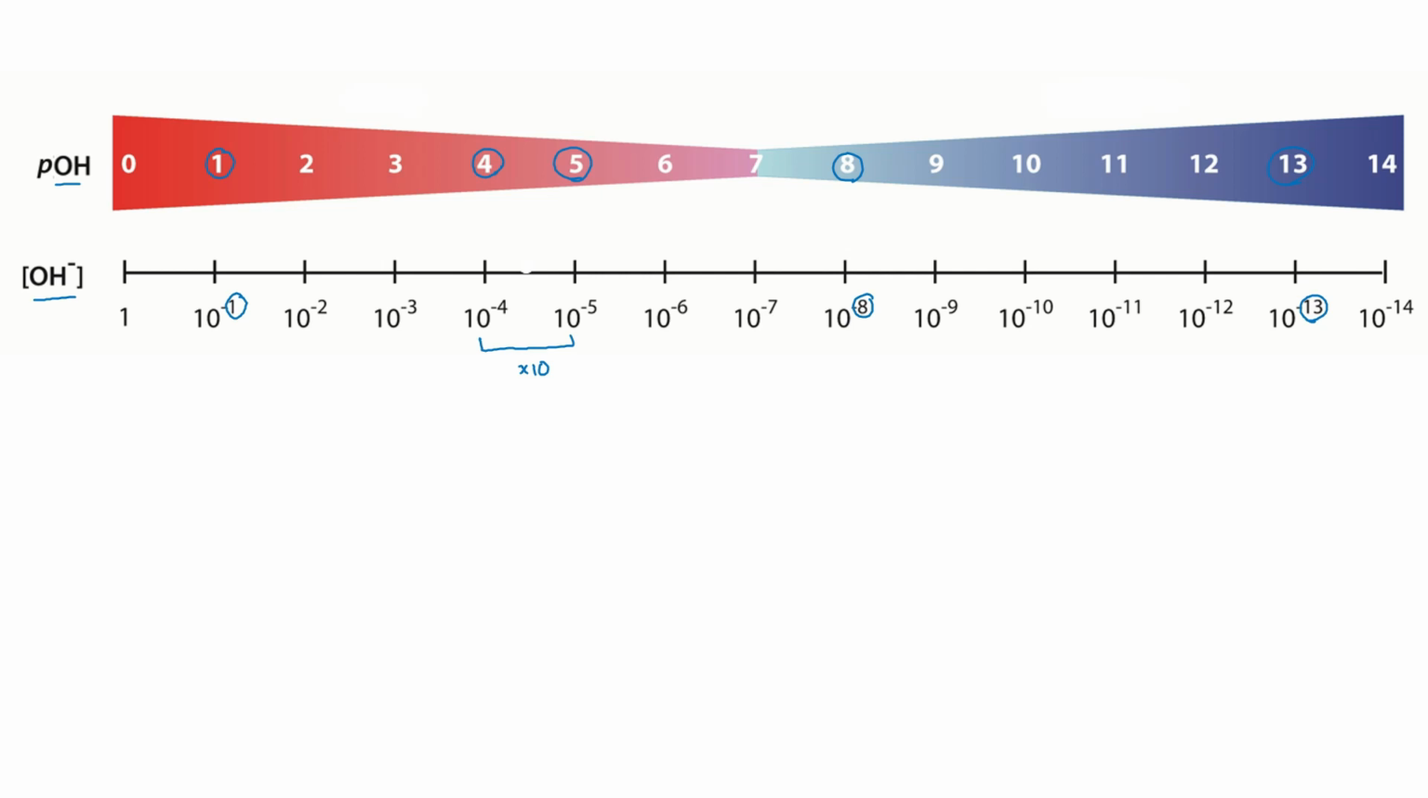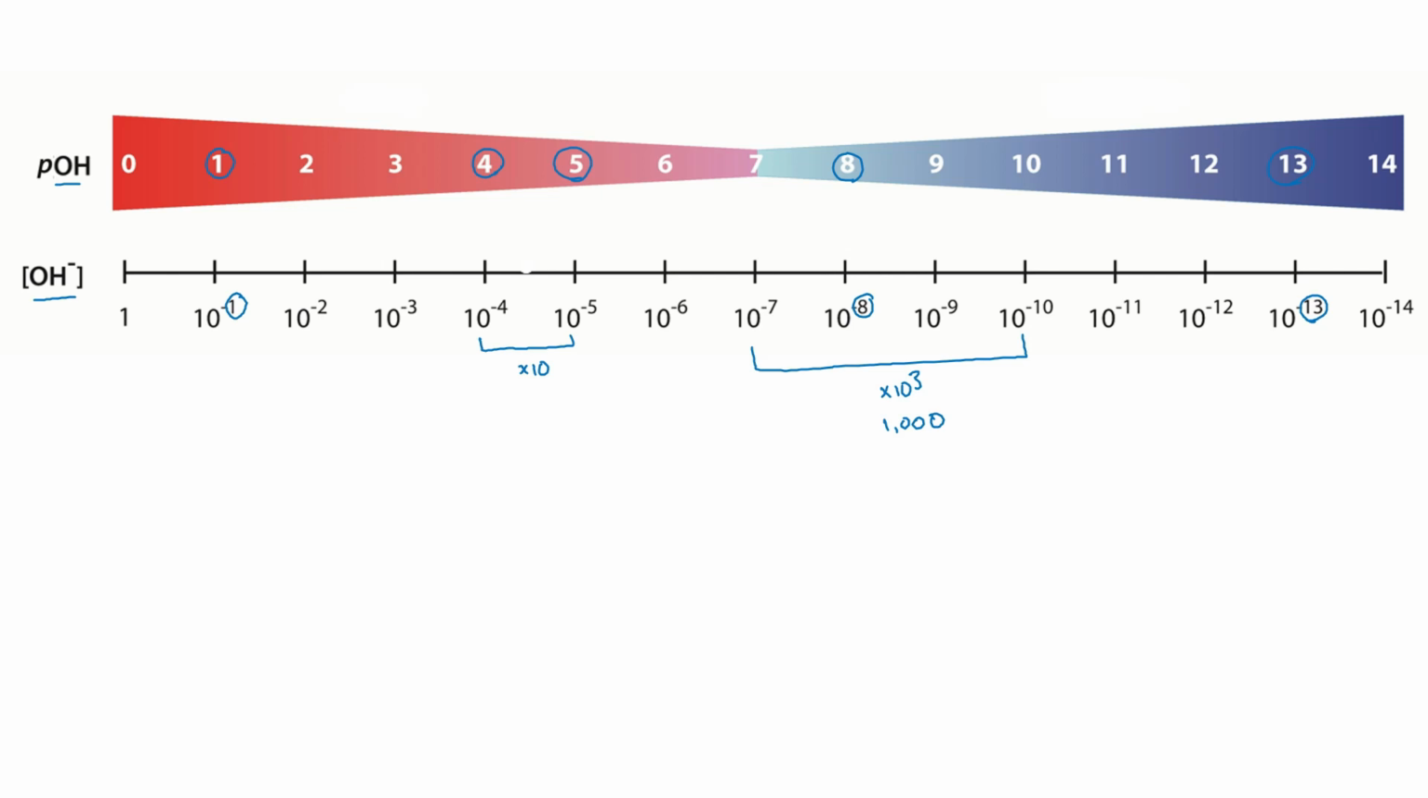And if I go from a pOH of 7 to a pOH of 10, I have decreased my hydroxide concentration by a factor of 10 to the third, which is a factor of 1,000. So both for the pH and the pOH scale, just small changes in either the pH or the pOH can often mean very large changes in the concentration.